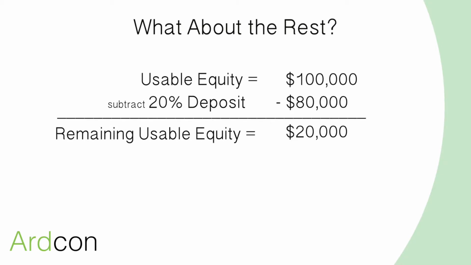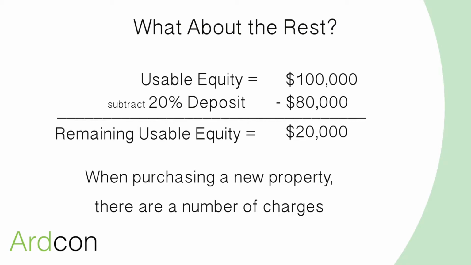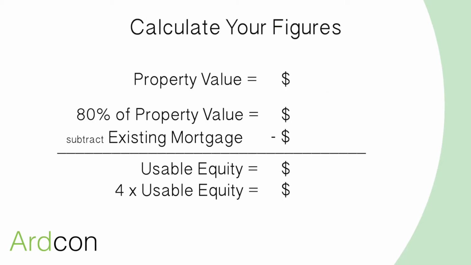You're probably thinking about what happens to the remaining $20,000 of your usable equity. Well, as part of purchasing a new property, there will be a number of different charges such as legal fees and stamp duty, and in the end, they could equate to roughly $20,000. I hope that made sense to you. However, if you are still a bit confused, then please rewind the video and run through it again. Even pick up a pen and run through some scenarios yourself using the example in the video as a template. Try calculating the usable equity in your home to see what the potential purchase price for an investment property would be for you.